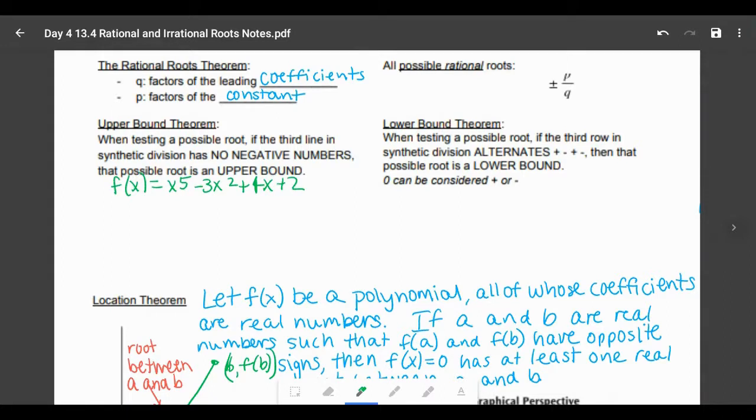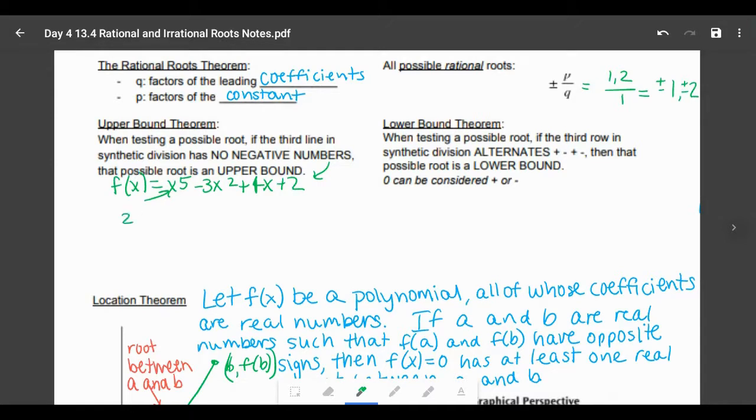All right, so I know that for my p's and q's for this one, I could find all the factors of my constant, which is 2. So factors of 2 are 1 and 2. And I would look at the factors of the lead coefficient, which is 1. So factors of 1 is 1. And that means that I could have positive or negative 1, 1 over 1, or positive or negative 2. So I'm going to test for my possible root.